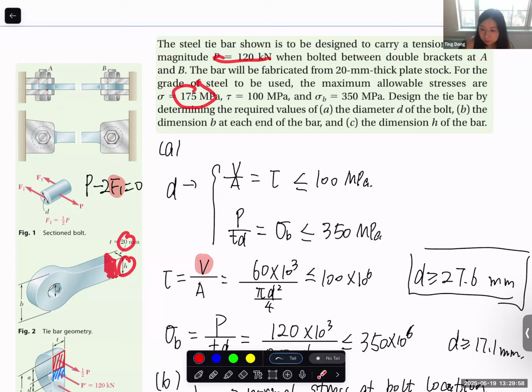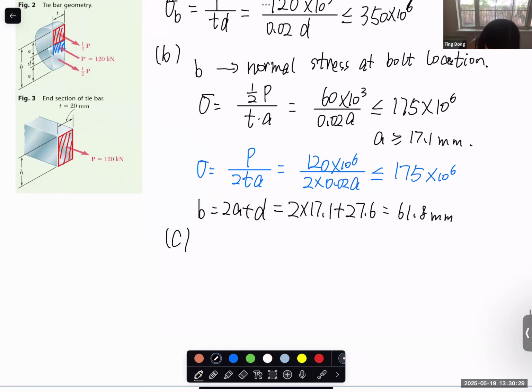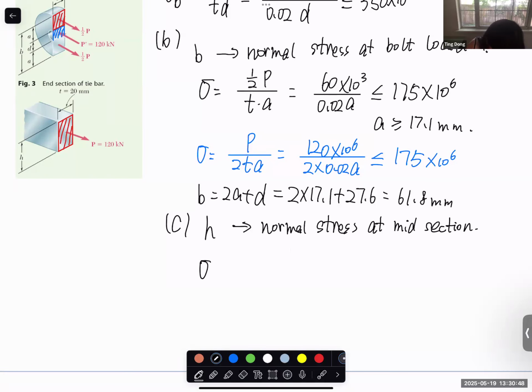Okay, now let's do the calculation. Oh, actually, this is a better picture to show. So tensile force 120. This is the H. This is the T. This is the cross-section area we need to use to calculate the normal stress. It is normal stress, it's not shear. So to determine the H, we need to consider the normal stress at midsection. So sigma equal to P over TH.